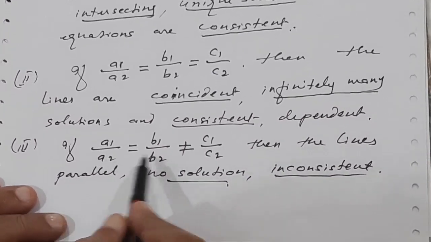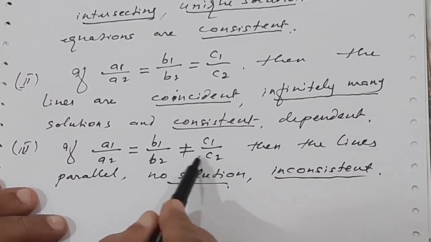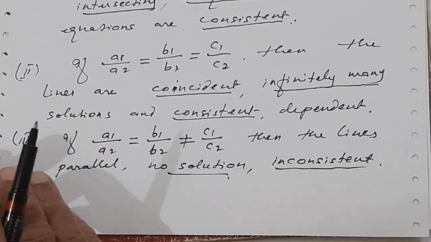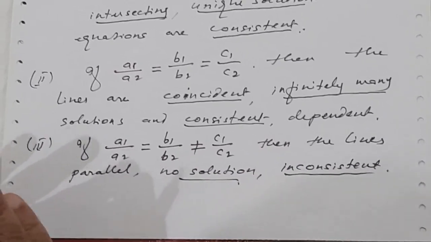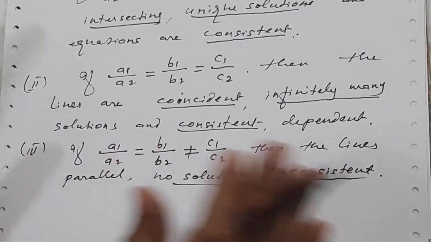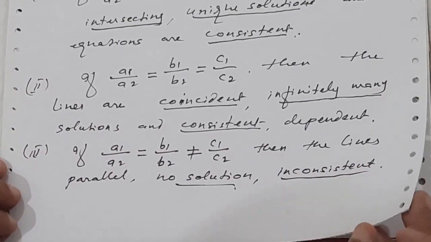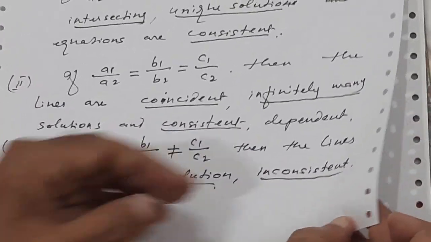And if the first two ratios are equal but the third ratio is not equal to them, then the lines will be parallel, and lines being parallel means they do not intersect. That means they do not have any solution, therefore they are inconsistent. Let us take the example.